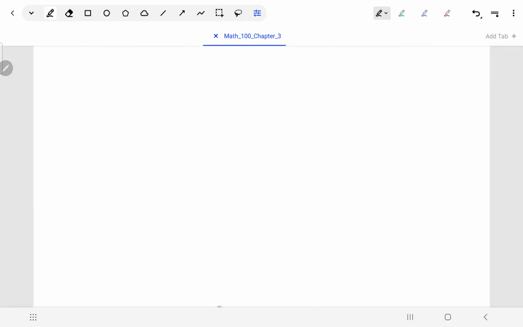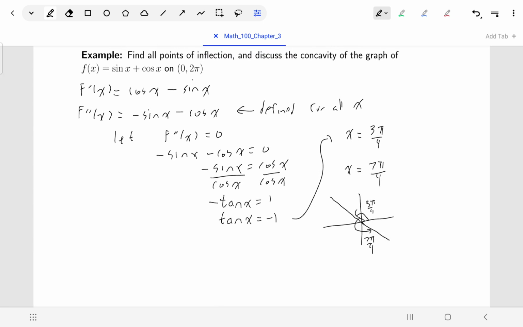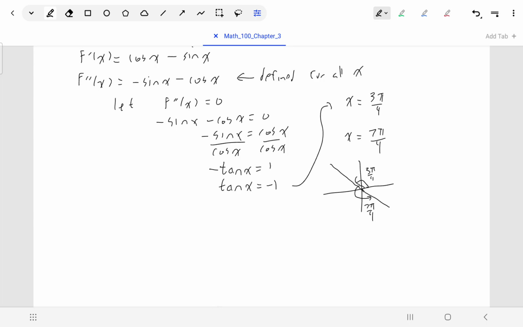Okay, so I've got two things to test now. I have two potential points of inflection, and I guess I'm going to need some test points, and we'll need to find out what happens to our second derivative at those test points. So the values that we'll put on our number line, I've got the 3 pi over 4. That's one place where my second derivative is 0. The other one is 7 pi over 4. And of course, I've got my endpoints.